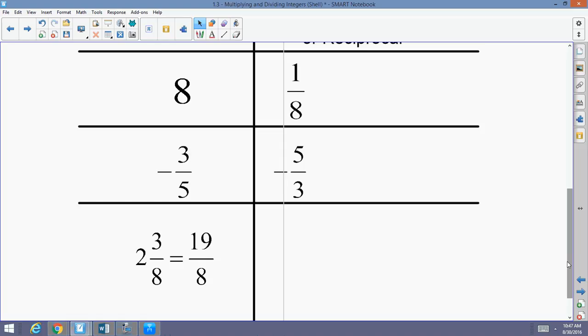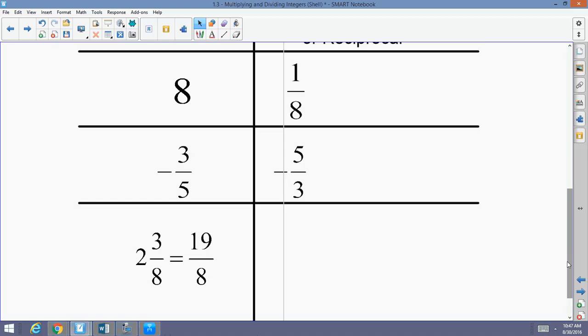With the additive inverse of 2 3/8, you could have made it negative 2 3/8, or you could have turned it into an improper fraction of 19/8 and made that negative 19/8. But when we're dealing with multiplicative inverses, guys, we can't work with the mixed number. If you remember multiplying and dividing fractions, you had to convert them into an improper fraction.